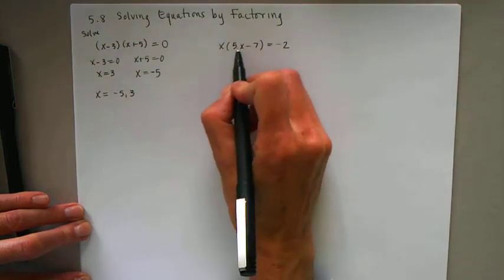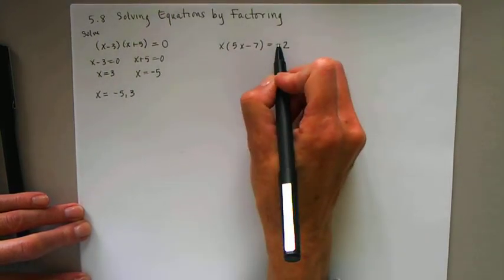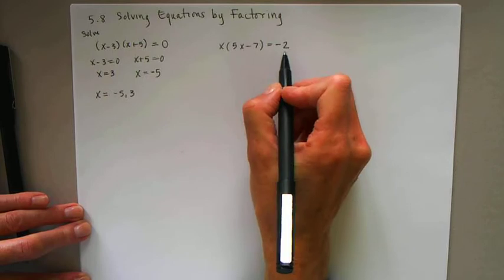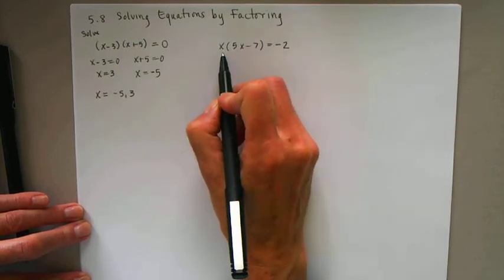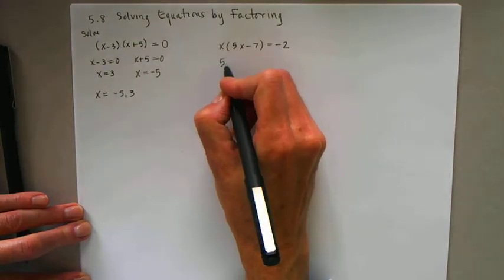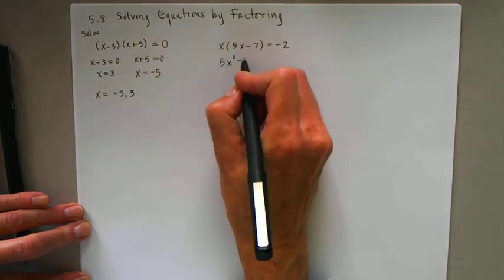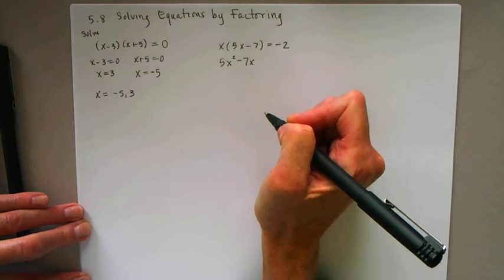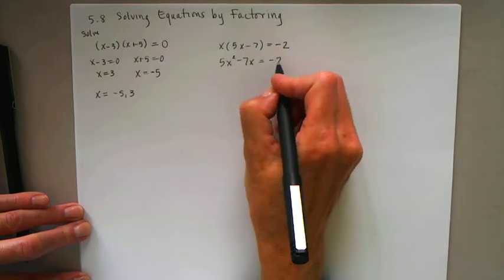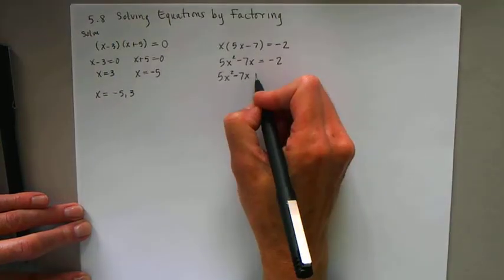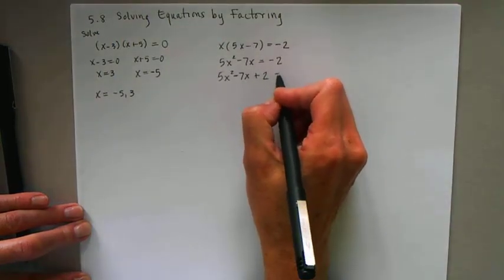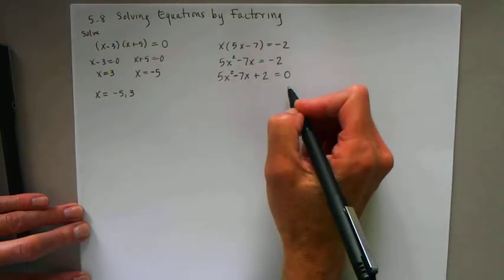Since in this case I don't know if I'll need to combine that with something in the parentheses, I'll begin by distributing. So I'm going to distribute that x all the way through the parentheses. And then the next step, I'll go ahead and add 2 to combine it with anything. So we just put +2. Now it's equal to 0.